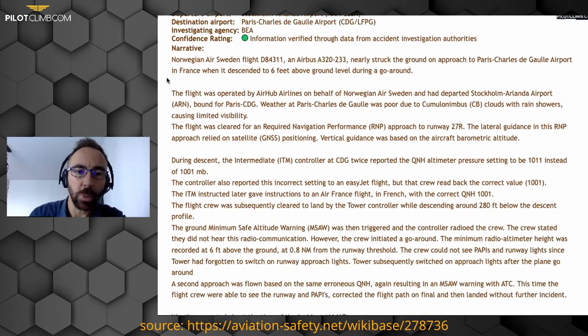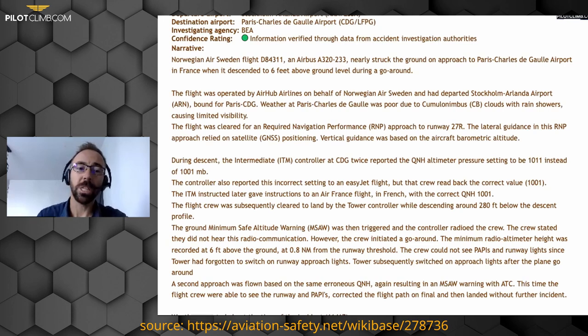The Norwegian Air Sweden flight, D8 4311, an Airbus A320, nearly struck the ground on approach at Paris-Charles de Gaulle Airport in France when it descended to 6 feet above the ground level during a go-around. So they initiated the go-around, and by the time they were climbing away, they went down to 6 feet over the ground. The flight was operated by Air Hub Airlines on behalf of Norwegian Air Sweden and had departed from Stockholm Arlanda Airport, bound for Paris-Charles de Gaulle.